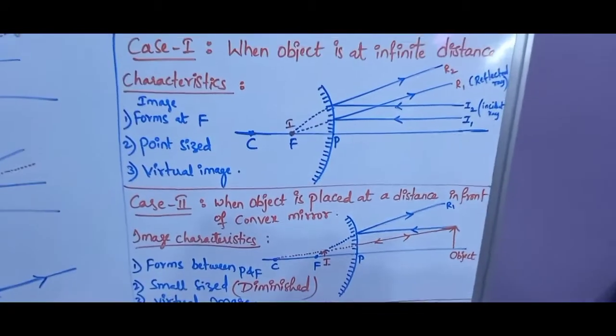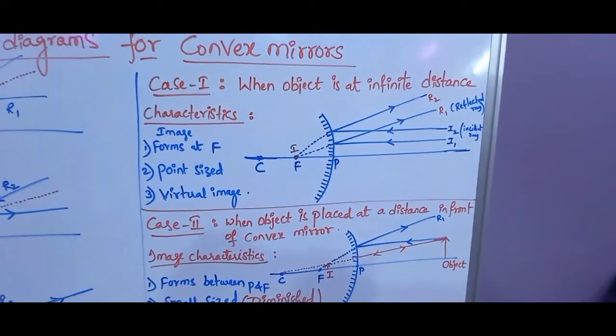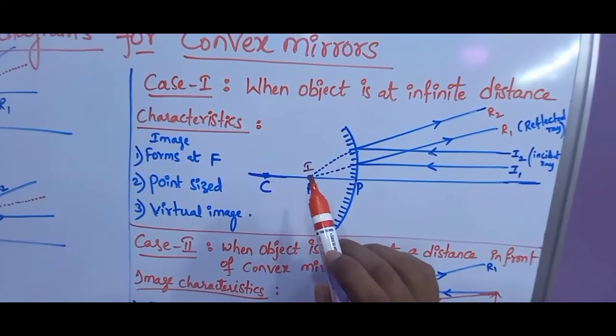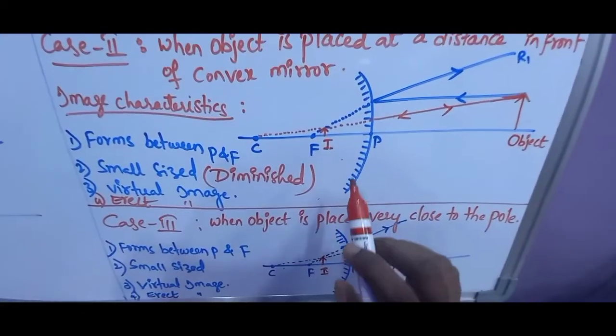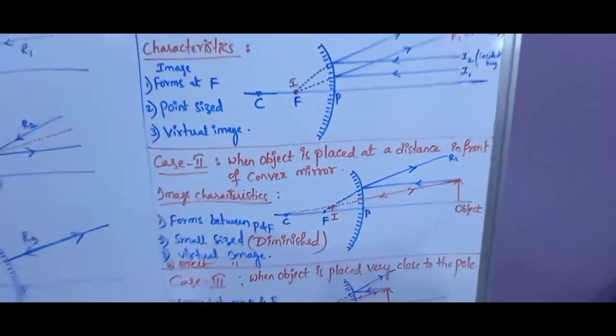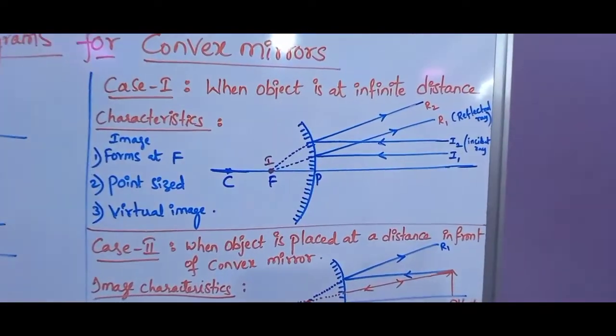So in the case of a convex mirror, at two positions only we will get the image. One is the image at the focal point, and the second is the image between the pole and the focal point. We have the chance of getting the image in these two positions only.